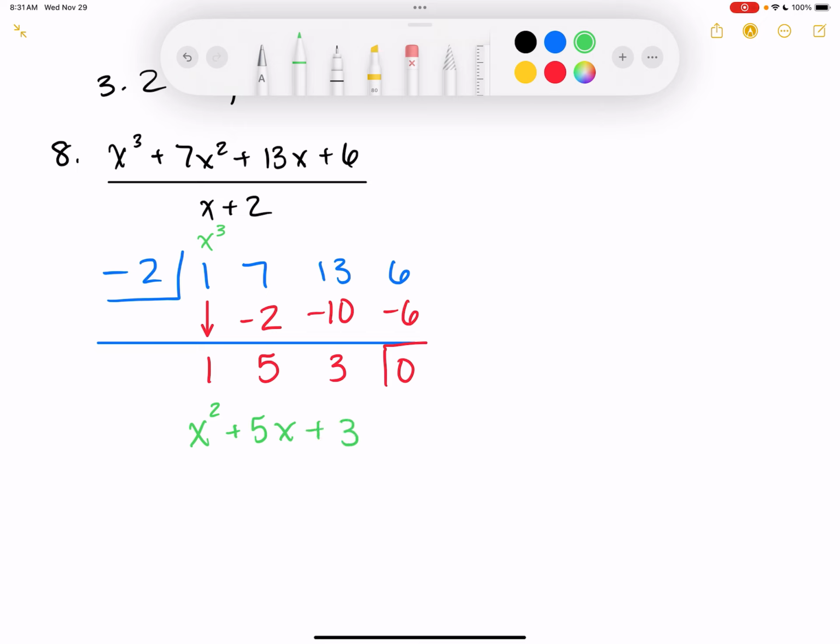If there was a remainder, then we would have something else done with it, but this one doesn't have one, so nothing to do for that one. So if we took this function and divided it by this, this is what we would get. And no remainder.